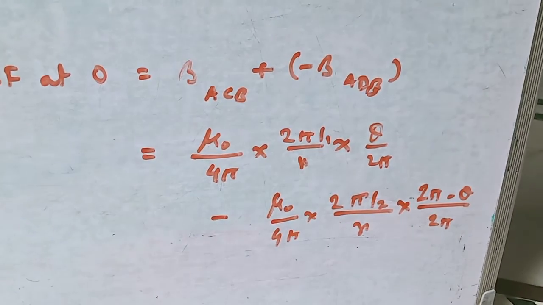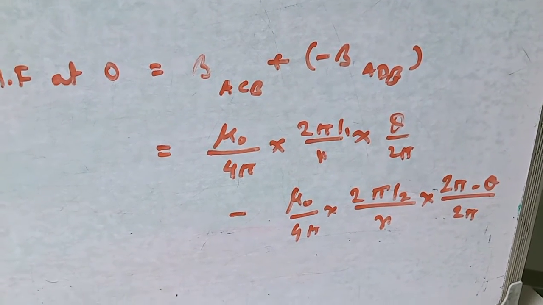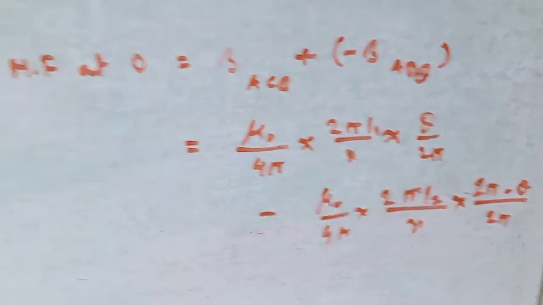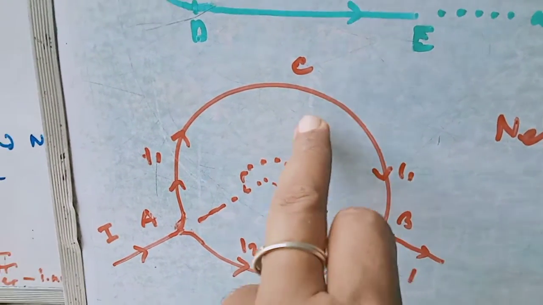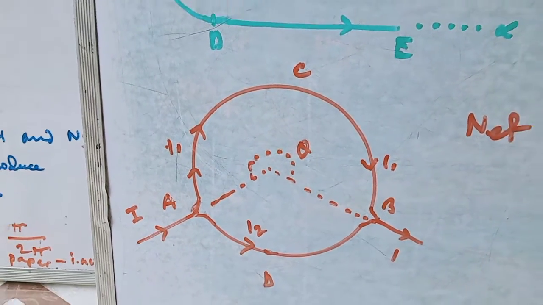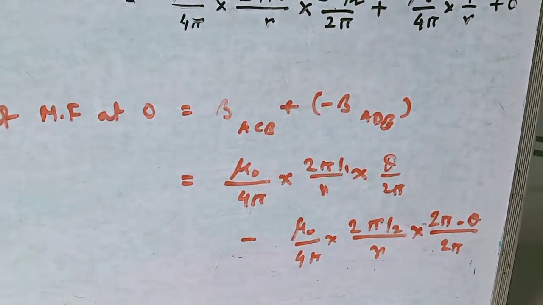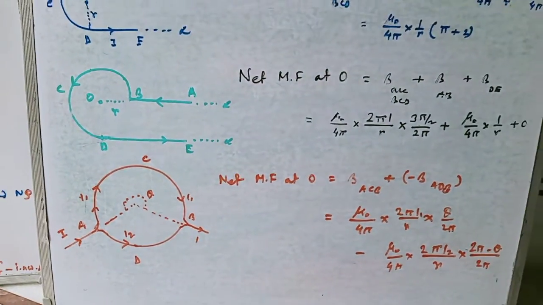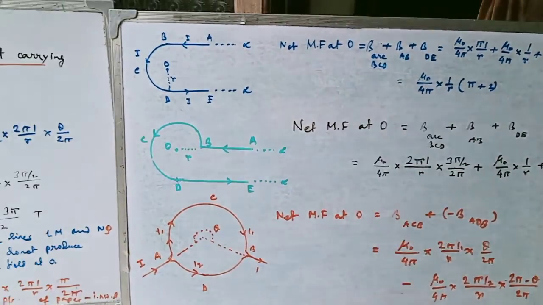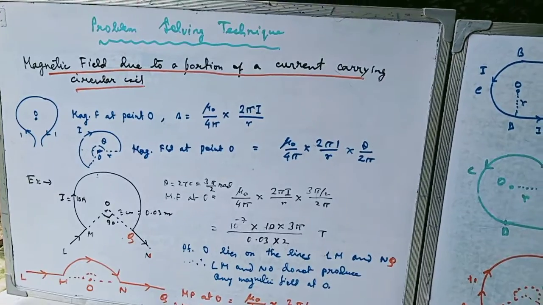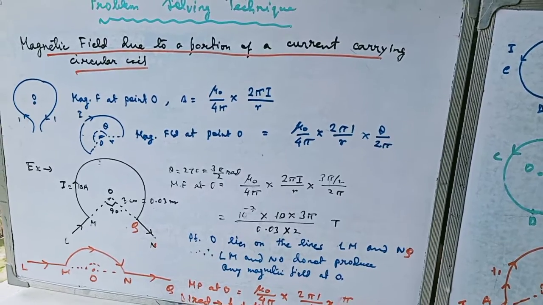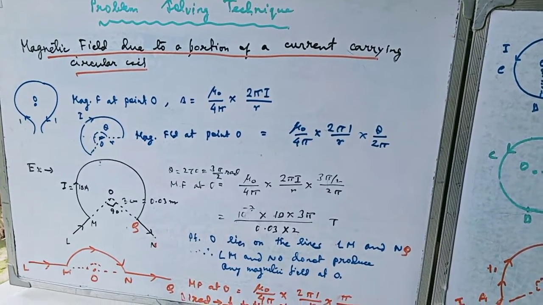So the magnetic field produced by the arc ADB will be equal to mu naught by 4 pi into 2 pi I2 by R into this angle. This is totally 360 degree. This is theta, so this one is 2 pi minus theta. So the formula will be 2 pi minus theta by 2 pi. In this way, different shapes of arcs will give you different results while calculating the magnetic field. We may in this way calculate the magnetic field due to a portion of a current carrying conductor coil.